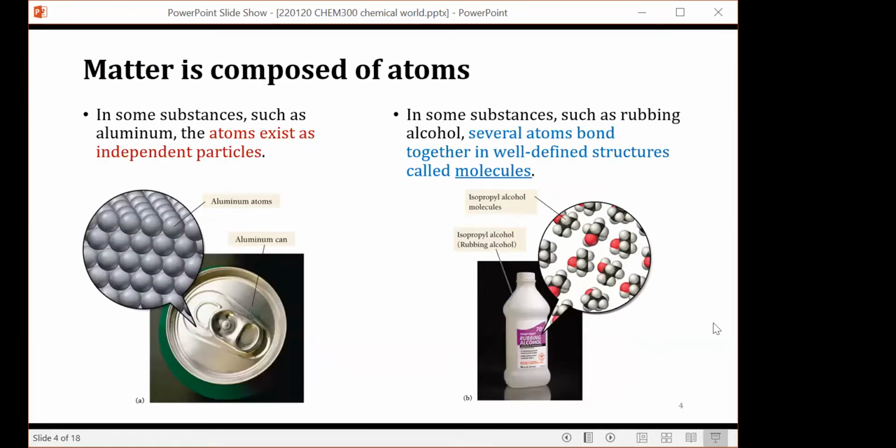So matter is composed of atoms. In some substances, like aluminum, for example, the atoms are going to exist as independent particles, just like atoms one by one. And then in other substances, like rubbing alcohol, isopropyl alcohol, the atoms bond together into these well-defined structures that we call molecules. So we'll go into more detail about atoms, elements, and molecules as we get into chapters 2 and 3. But we're just trying to kind of introduce matter here because matter is the heart of what chemistry is. Chemistry is studying matter and how matter interacts with energy and other types of matter.